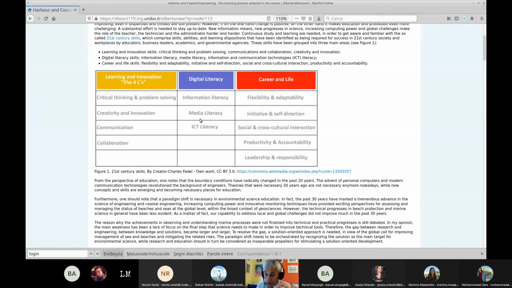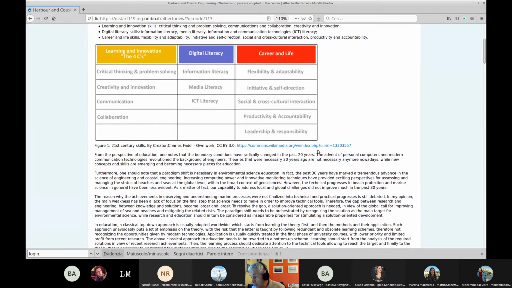And this is what they are also looking for. And also career and life, also these are very important. There are some overlaps between these skills. Let's look at career and life. Flexibility and adaptability. There is some overlap with collaboration. Now, initiative and self-direction means there is overlap with creativity. Self-direction means that you are independent. You don't need to be assisted. Social and cross-cultural interaction. There is an intersection and overlap with communication.